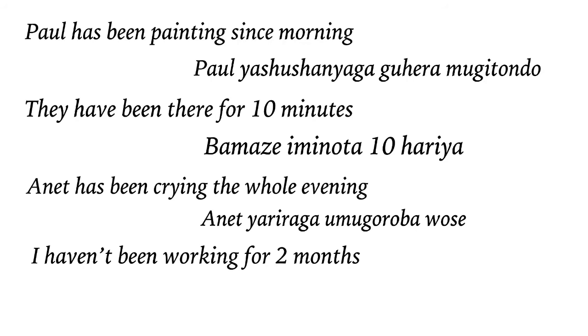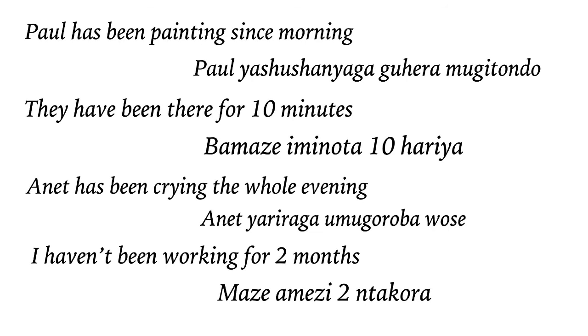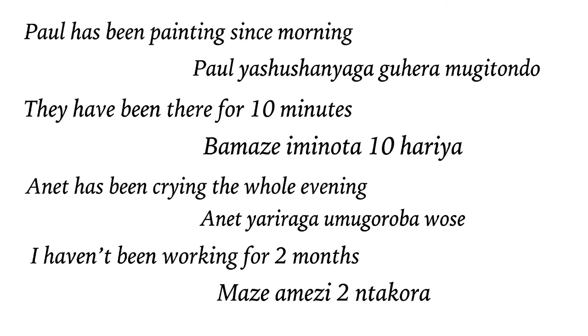The last but not least is I haven't been working for 2 months, which is maze amezi abiri ntakora. So this one is tricky. So let's start with amezi abiri, which is 2 months, and ntakora is working but with the not, haven't working. Maze is to indicate that it is me who has spent that time.